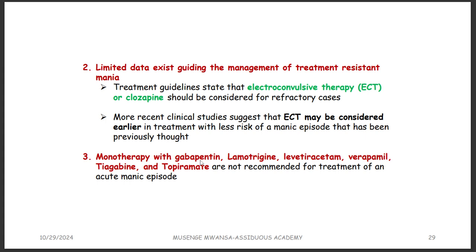So you can use it even in early treatment. You also have some other drugs which are used to treat mania, like gabapentin. Please don't forget, these are examples of anti-seizure drugs: gabapentin, lamotrigine, levetiracetam, verapamil, tiagabine, and topiramate. At least look at them. Hope you are going to recognize them in MCQs because I've seen them really a lot.